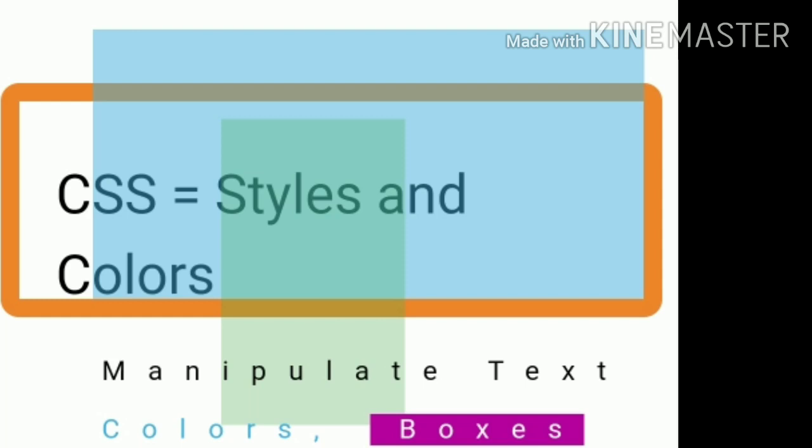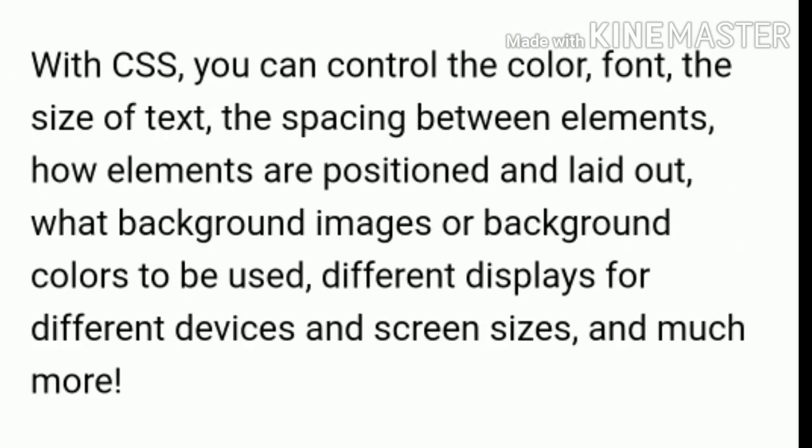Cascading means that a style applied to a parent element will also apply to all children elements within the parent. So if you set the color of the body text to blue, all headings, paragraphs and other text elements within the body will also get the same color unless you specify something else.